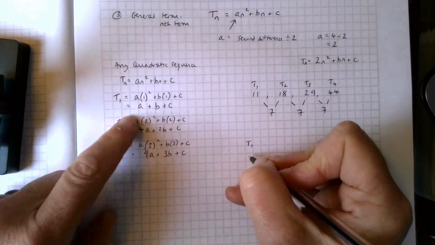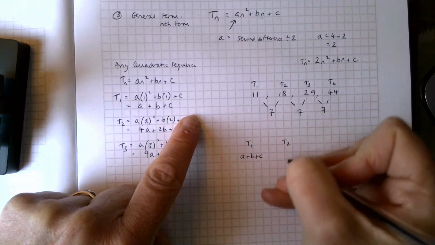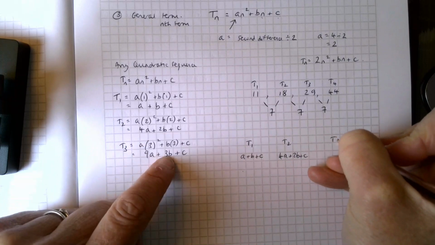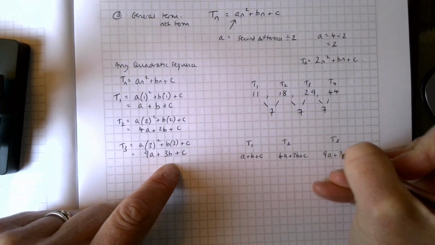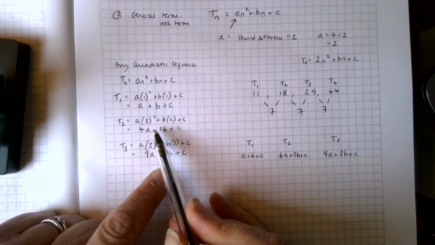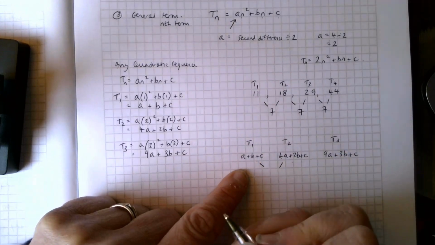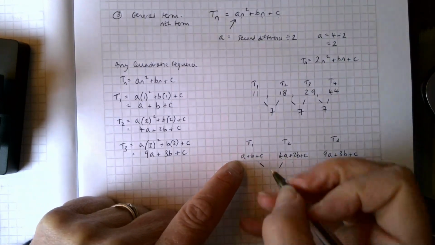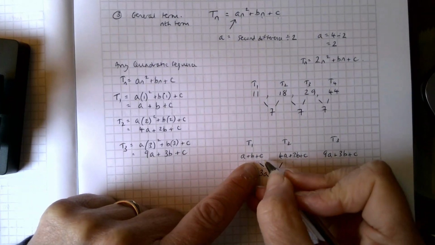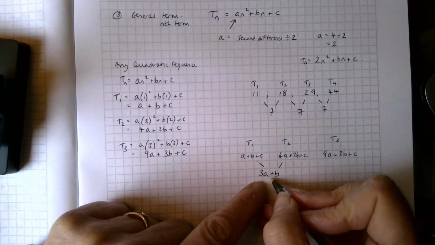T1 is equal to a plus b plus c. T2 is equal to 4a plus 2b plus c, and T3 is equal to 9a plus 3b plus c. I'm just getting those from over here. Do you see that? Now, what's the difference between T1 and T2? To get from a to 4a, I added 3a. To get from b to 2b, I added b, and I didn't add on any c's. They're the same. Okay, so the difference here is 3a plus b.